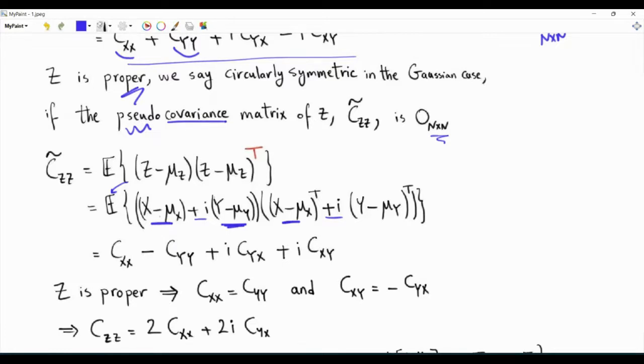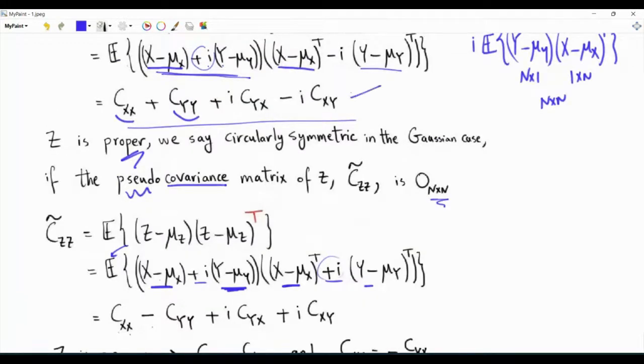But then when we multiply y minus its mean vector by y minus its mean vector transpose, these two guys are multiplied by i squared, which is -1. So here we will have Cxx minus Cyy, and then we will have plus i Cyx plus i Cxy. So here compare the true covariance of the vector and the pseudo-covariance.